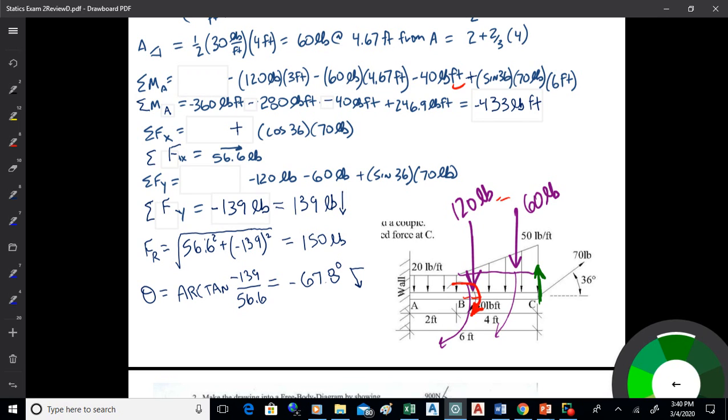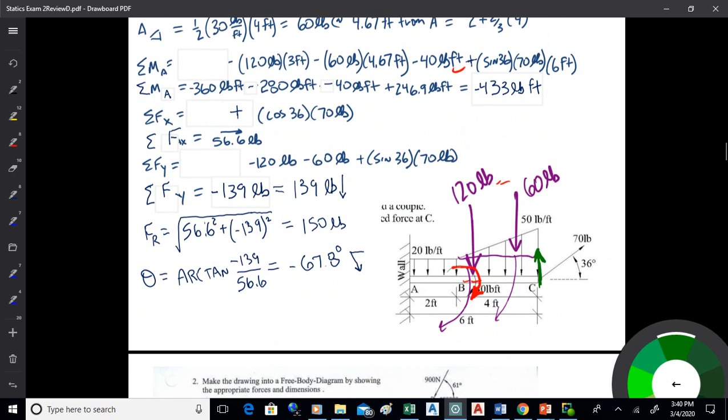So we all right with that? Is that just like a cable or something? Yeah, it might be. 70 pounds pulling on those. Right. Yeah, there could be various sources for that. So then it's just a matter of summing the moments and getting negative 433 pound-feet.